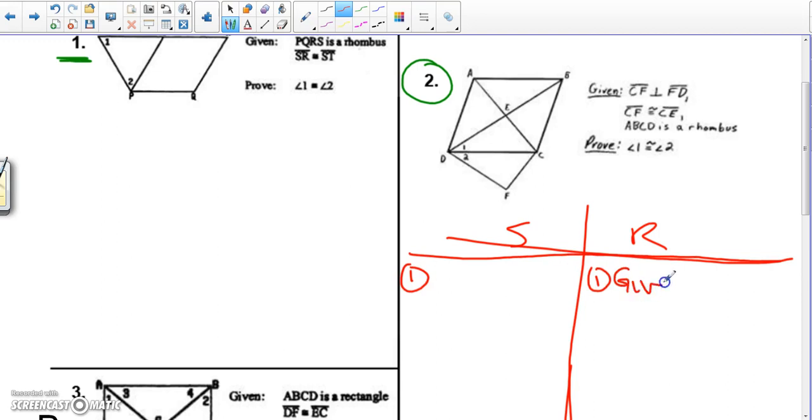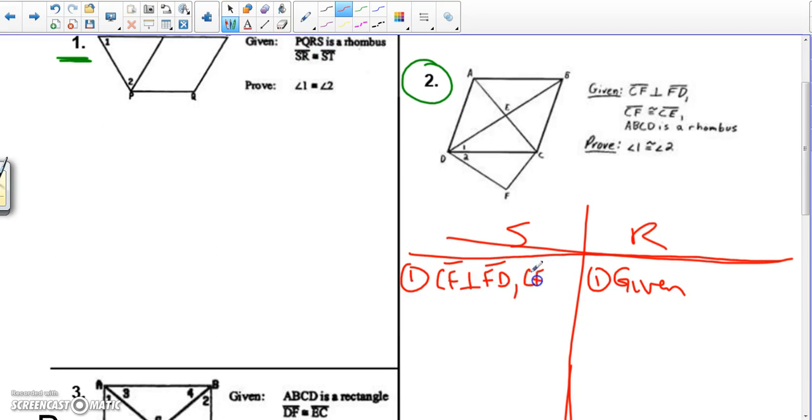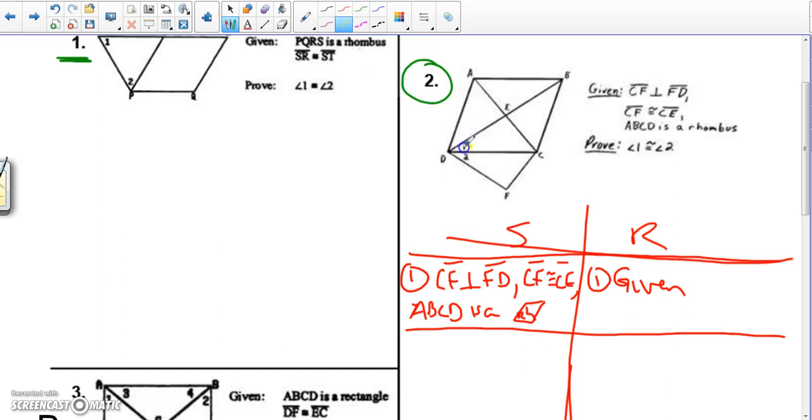So our givens, we know CF perpendicular to FD. That should be a red flag about using right angles. We know that CF is congruent to CE, and we know ABCD is a rhombus. Huge piece of information, because rhombus, if you flip back a page, has a whole ton of rules about it. And we're trying to prove, remember, don't forget to look at what you're trying to prove.